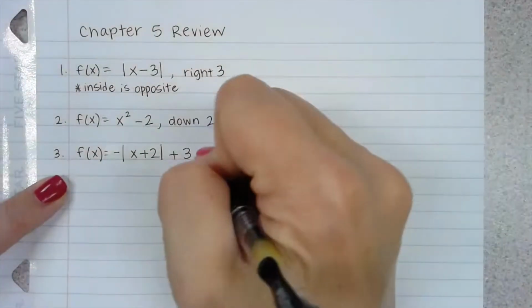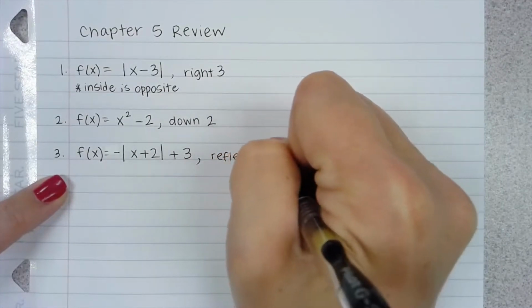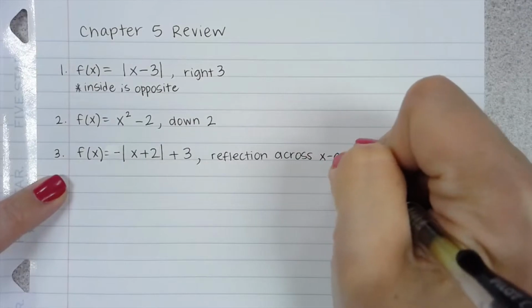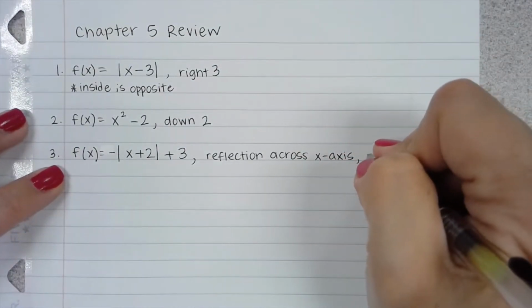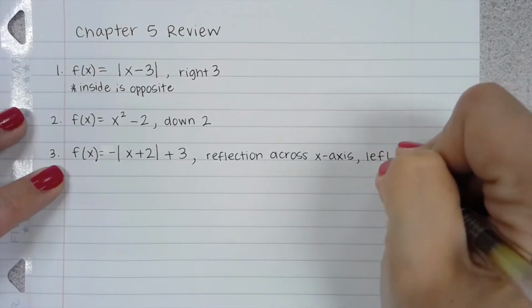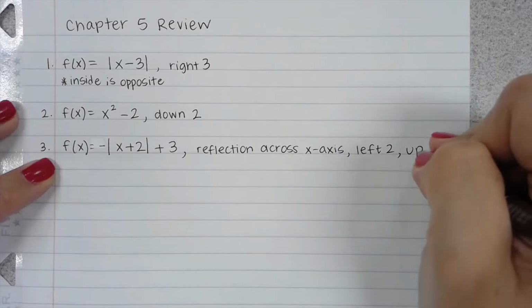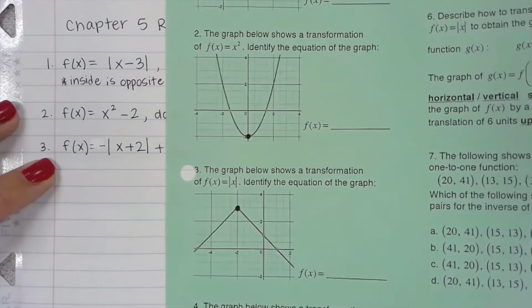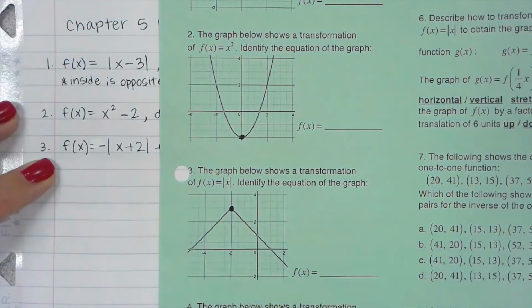Let's list these ones out as well. So this graph would be a reflection across the x-axis, so it flips it upside down. It's also moved 2 to the left. The plus 2 on the inside moves it left 2, and then the plus 3 on the outside moves it up 3. So the left 2 up 3 are how the vertex moves, and then the reflection is whether the graph's opening upward or whether the graph's opening downward.